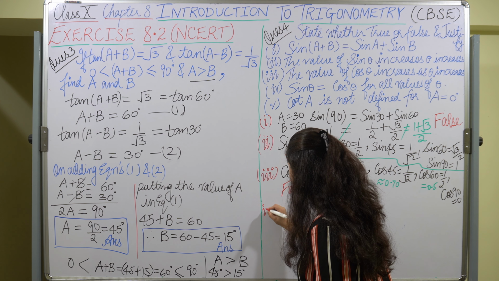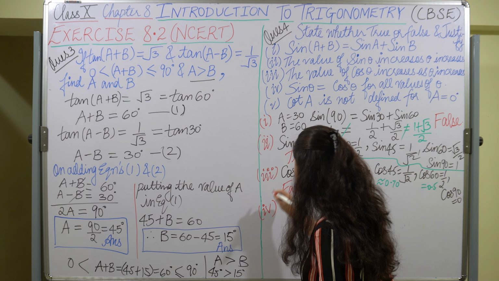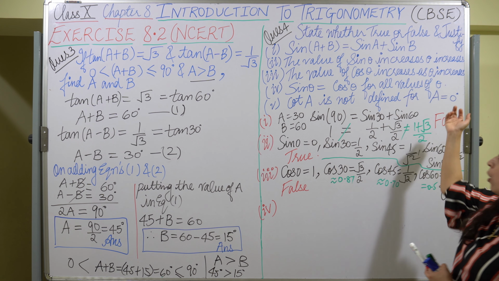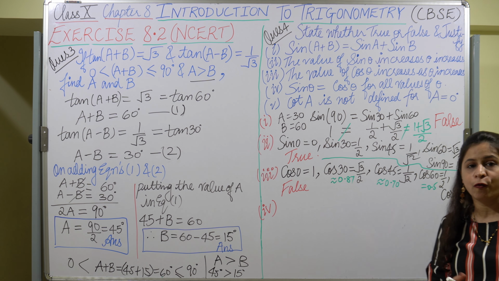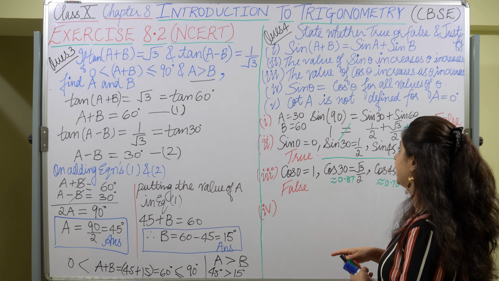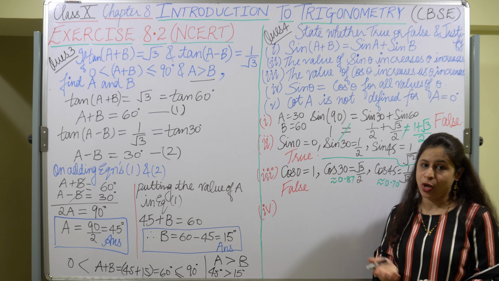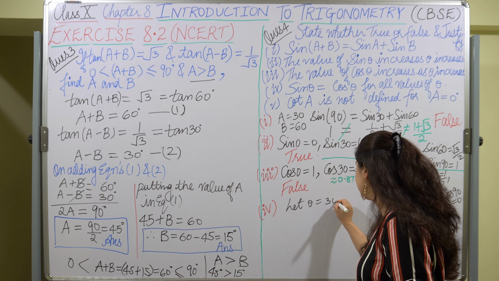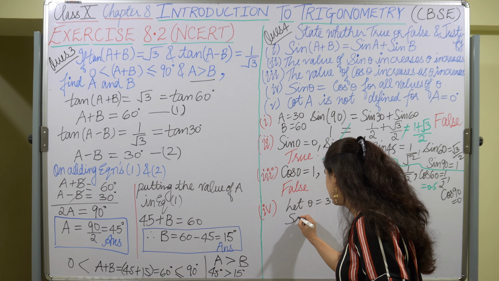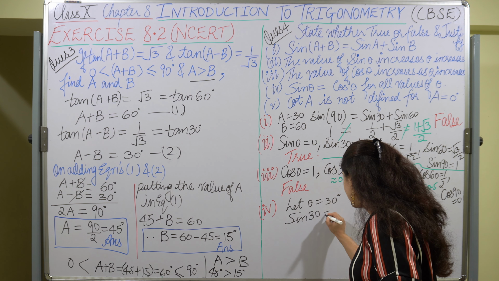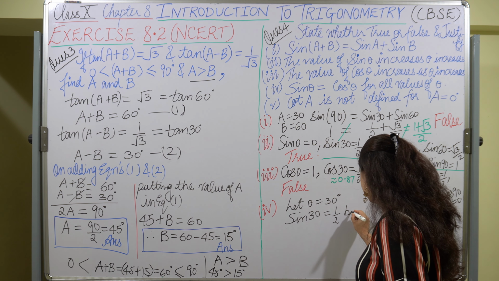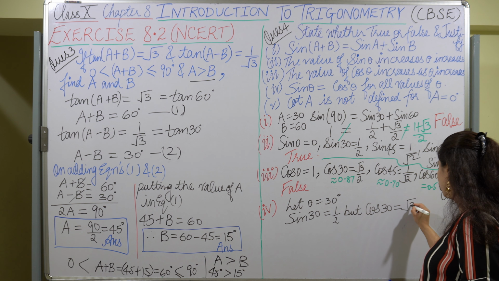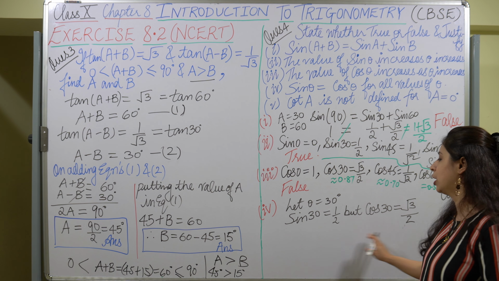And then we will move on towards statement number 4. Statement 4 says sin theta is equal to cos theta for all values of theta. So it is also false. We can just justify it by taking some theta as an angle. So let theta be equal to 30 degrees. So sin 30 is equal to 1 by 2, but cos 30 is equal to root 3 by 2. So both are not equal.